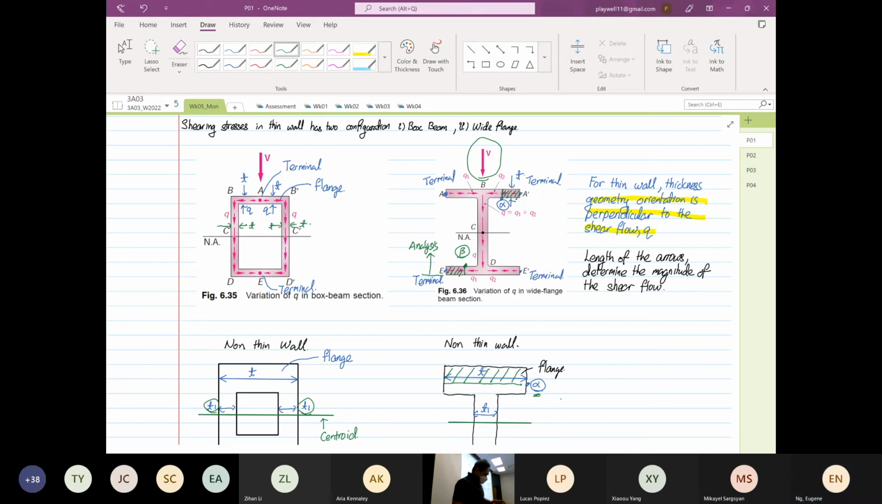Now I know it's very early in the morning. We will do some examples on how to sketch the shear flow.